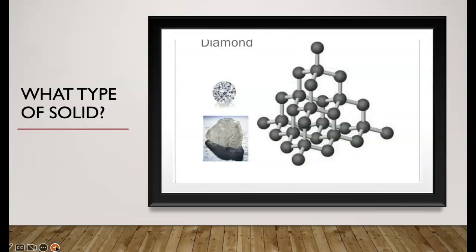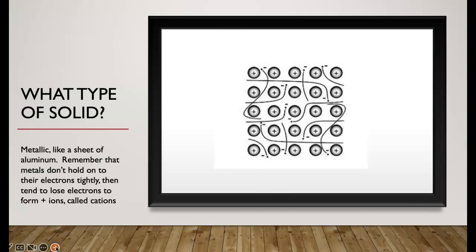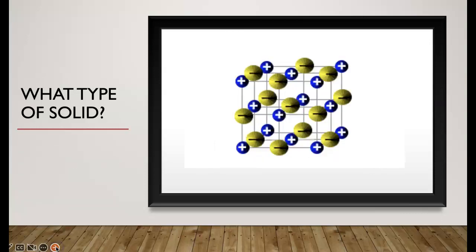All right, you also need to know the different types of solids, okay? So this is a diamond, so we've got carbon atoms repeating over and over and over again. Hopefully you were thinking that's a network. How about this solid? Hopefully you're thinking that's metallic, like a sheet of aluminum, for example. Remember, of course, that metals don't hold on to their electrons, so you can see the electrons kind of running everywhere with the nuclei present.